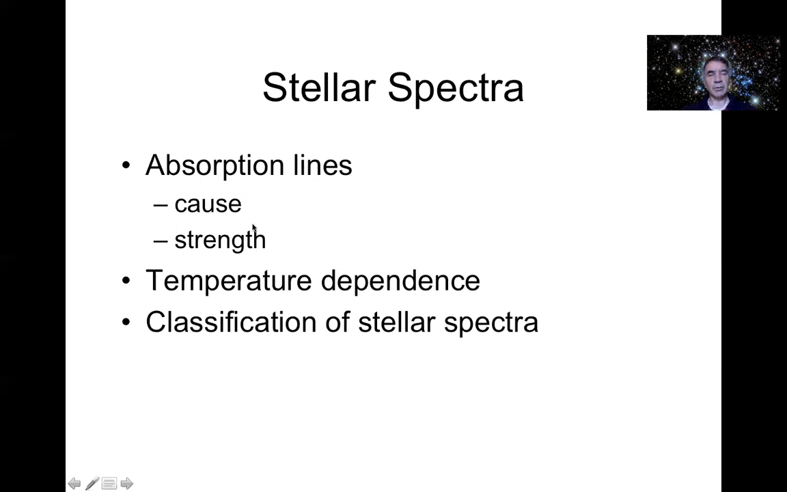So we'll look into the basic physics behind absorption lines first, and then we'll look at the temperature dependence of those. That's what really determines the strength of the lines in the spectra of different stars, and that will lead us on to a classification system for stellar spectra. So a little bit of notation there, really. And as I promised last time, this is really going to lead us into a new way of determining the temperature for stars.